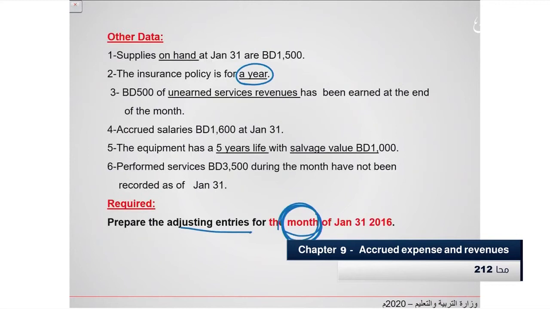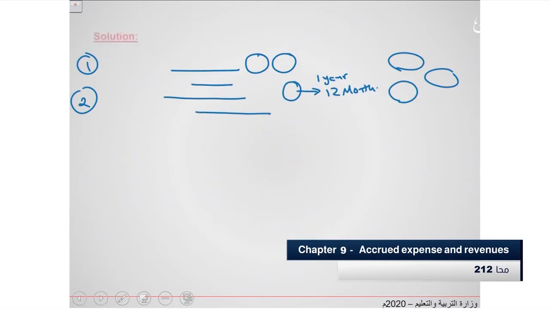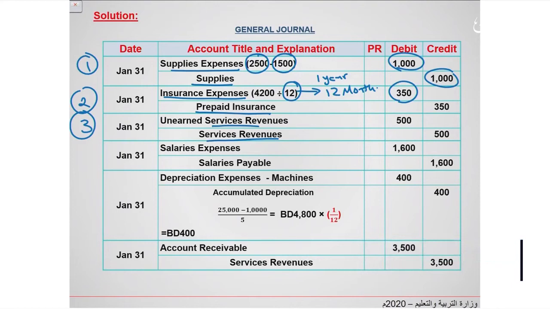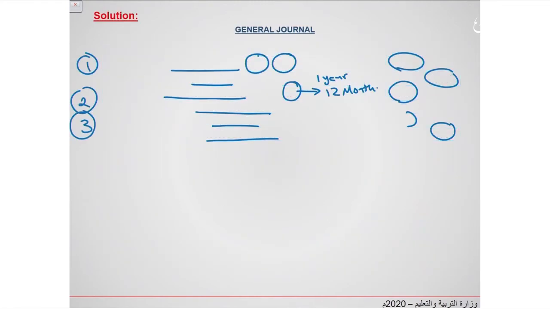Let's go to the third transaction. 500 of unearned service revenue have been earned at the end of the month. So transaction 3, I will put unearned service revenue and service revenue, 500 in debit side and credit side 500. Let's go to the fourth transaction.